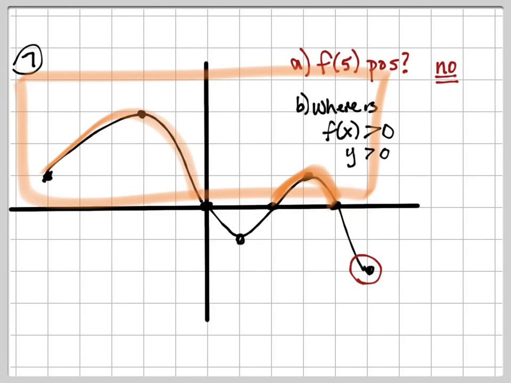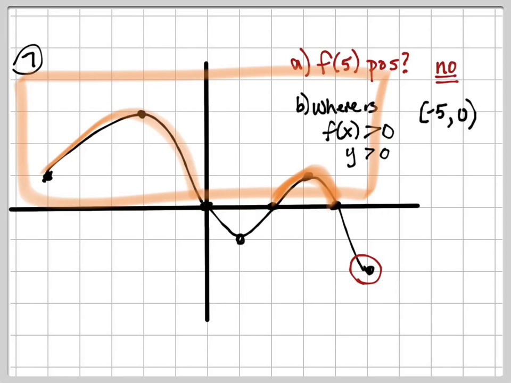So if I start at -5, I'm already above the x-axis. And if I go all the way until I get to the origin, I still have positive y values. But at the origin, I actually equal 0. I'm not positive, I'm not greater than 0, so it's a parenthesis.